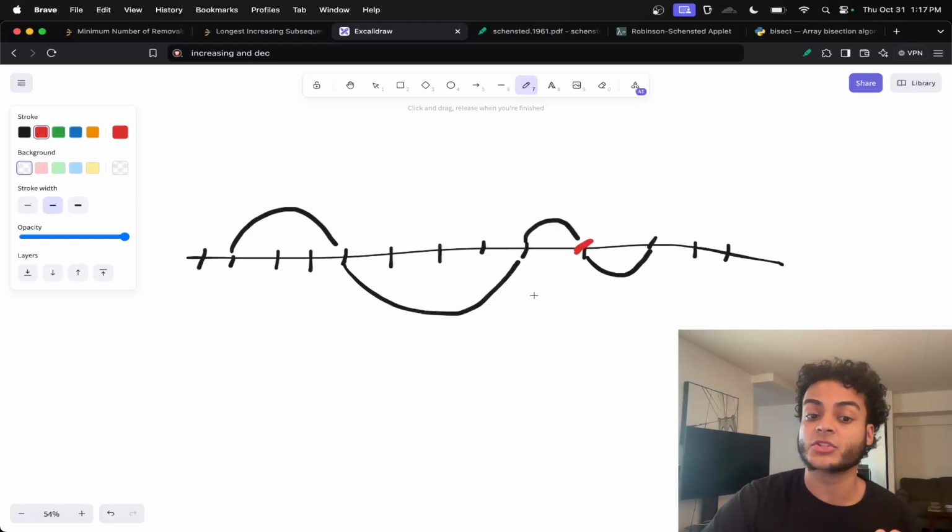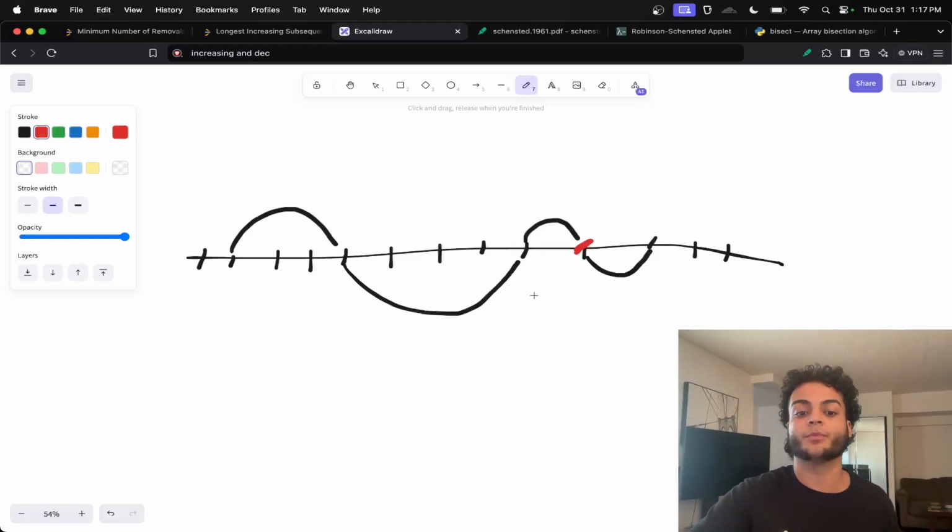And the reason this is true is because if it wasn't, we could replace it with the longest increasing subsequence which ends at this position, so one that's longer than this one, and increase the length of our overall subsequence up to here. That would be a contradiction because we assumed outright in the first place that this was the longest one possible.